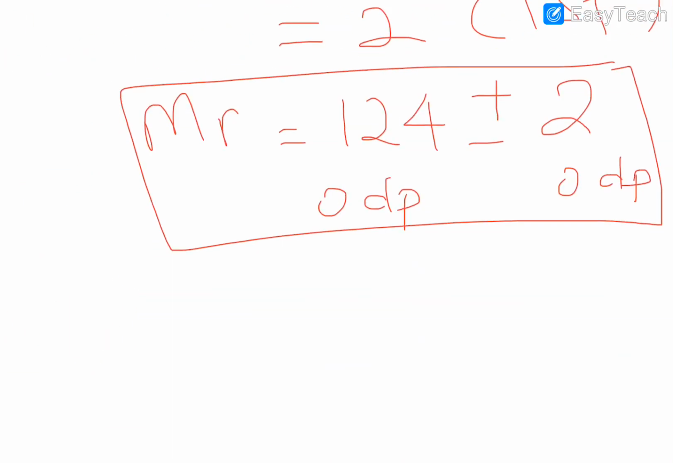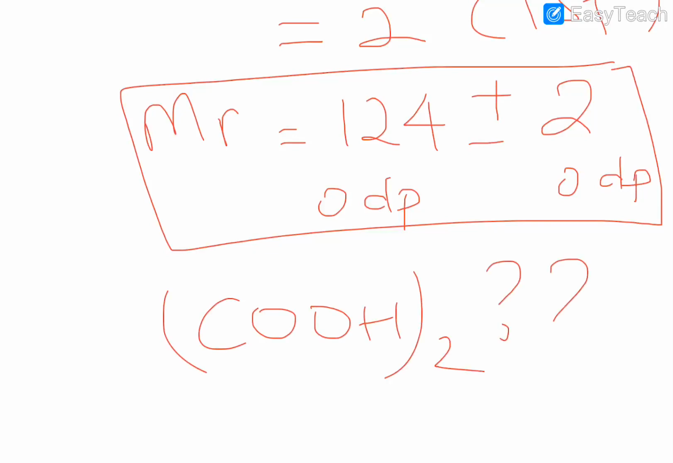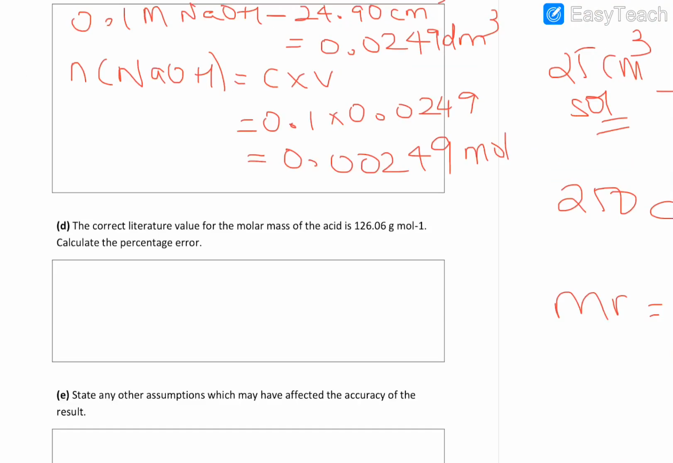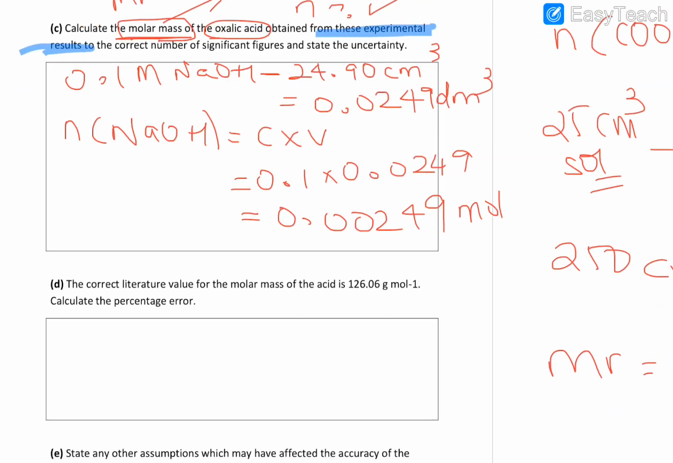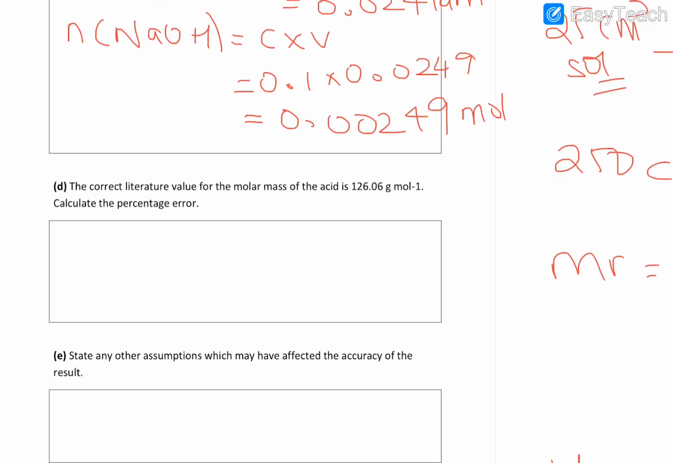Now you're going to tell me, why didn't I just use COOH twice and find the Mr? Because the question tells you to find the Mr from these experimental results. So I'm finding the experimental. Now I'm going to find the percentage error in my experiment.